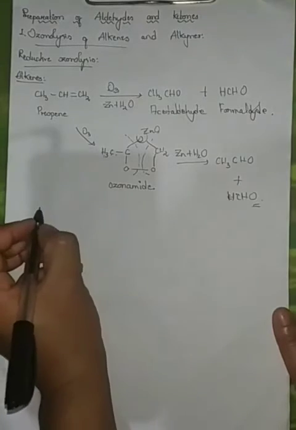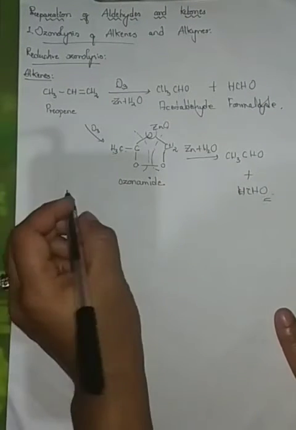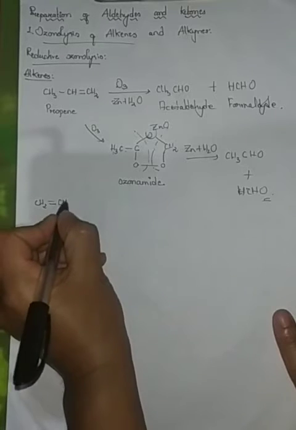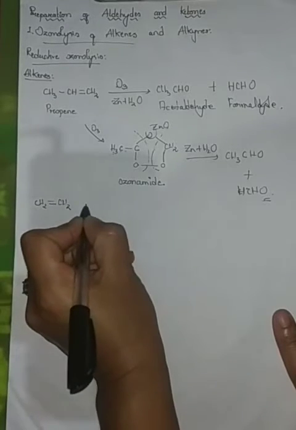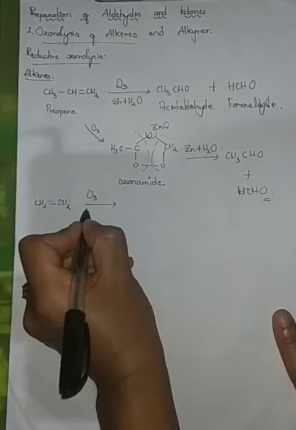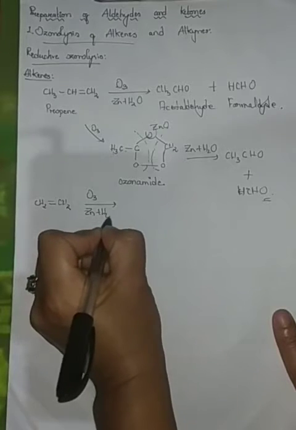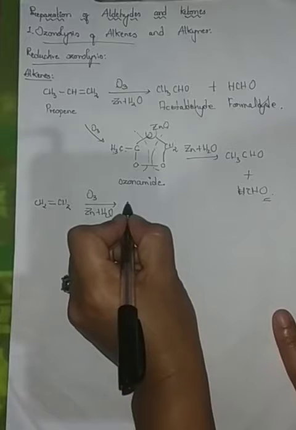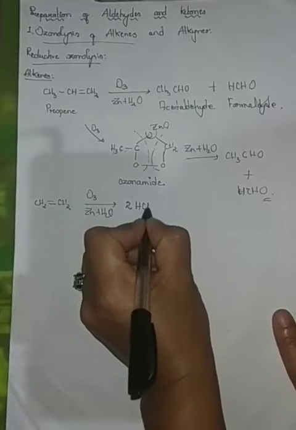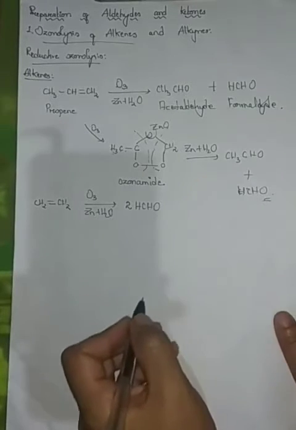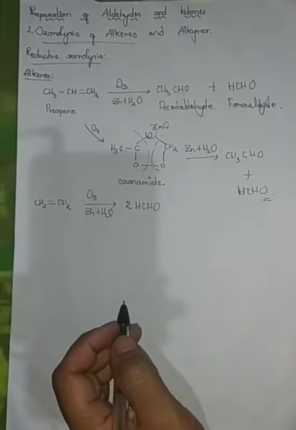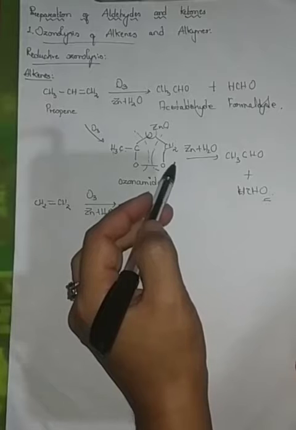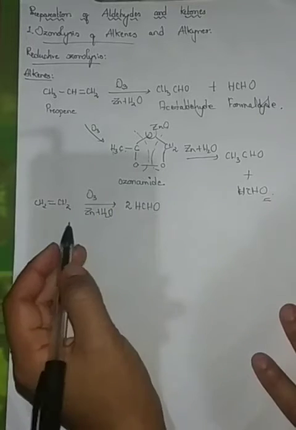Now let's check another type of reductive ozonolysis. CH2 double bond CH2, this is an ethene molecule. When it undergoes ozonolysis with zinc plus H2O, we'll be getting 2 moles of formaldehyde. Now let me show a short trick method on how to remember the ozonolysis reaction. This is the actual mechanism that takes place. Now a short trick method is here.